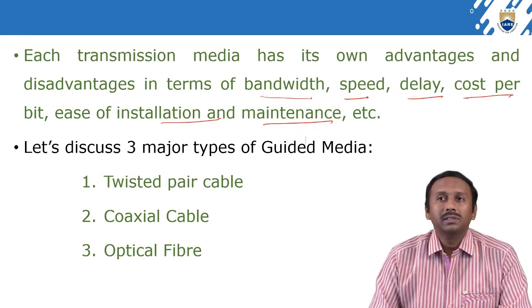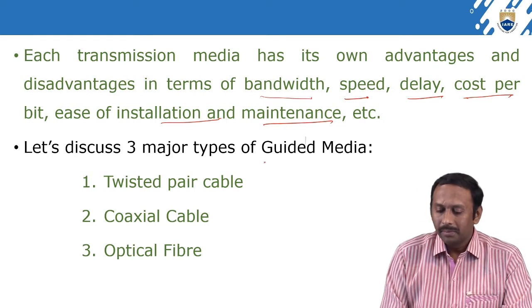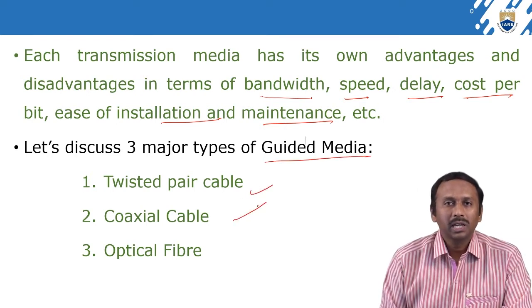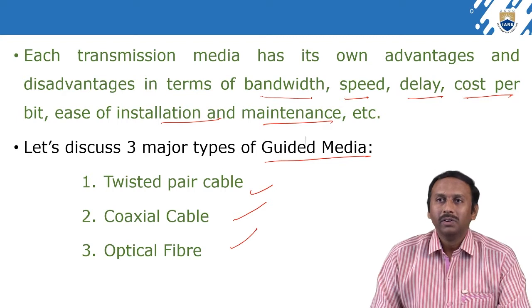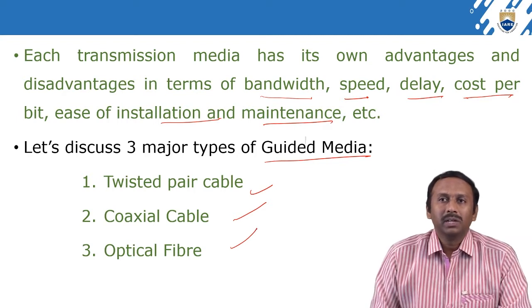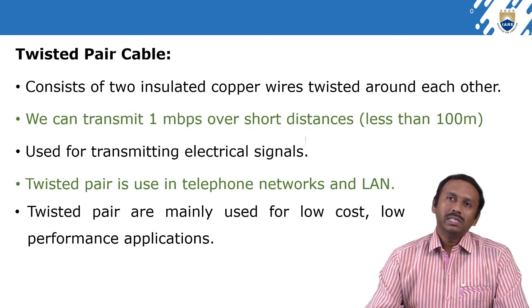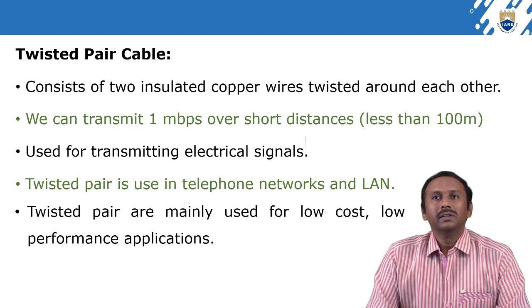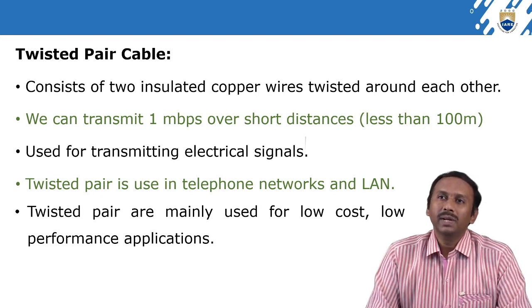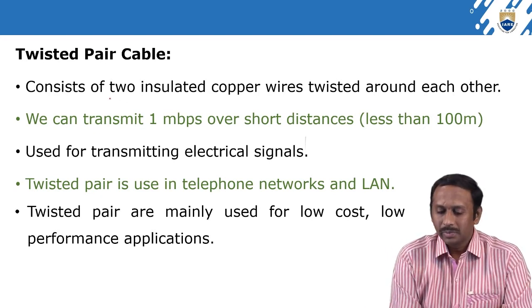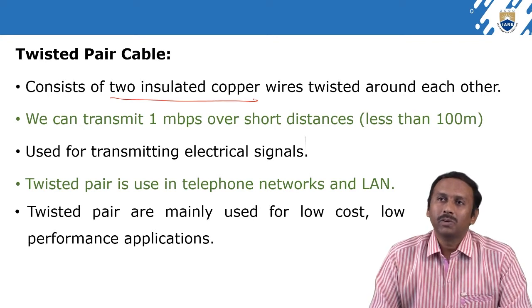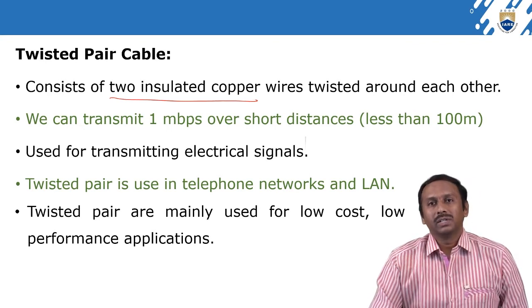So let's discuss the three major types of guided media: twisted pair, coaxial cable, and finally optical fiber. We'll see what twisted pair, coaxial cable, and optical fiber are, and their advantages, disadvantages, and features. Let's see the twisted pair cable first. It consists of two insulated copper wires. Please remember, two insulated copper wires twisted around each other.